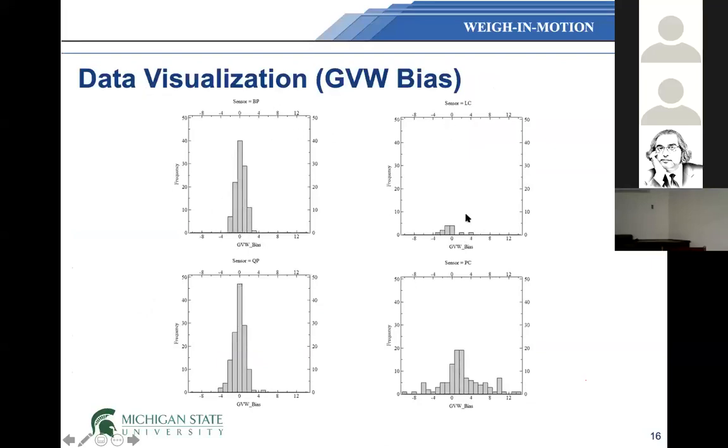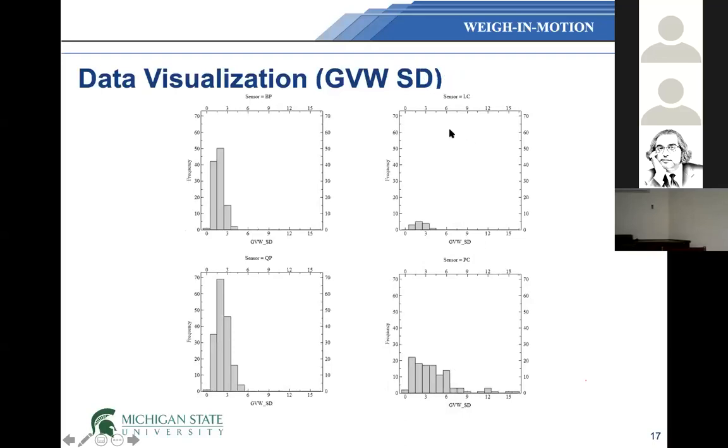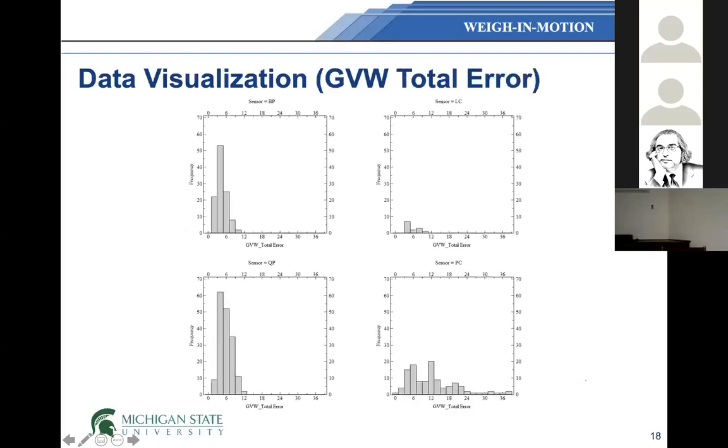For load cell, we had limited data, so that's why we're not seeing a lot of frequency of the sites. But for quad piezo, again, the bias is probably close to 0. But for piezo cable technology, you will see there is a much higher bias even after calibration. And the same is true for the standard deviation during the calibration and the total error. So you see much higher total error in piezo cables, whereas bending plate, quad piezo and load cell are giving you quite accurate data.